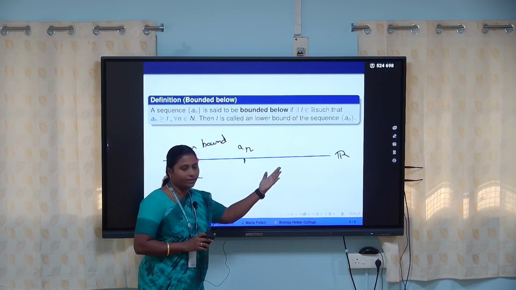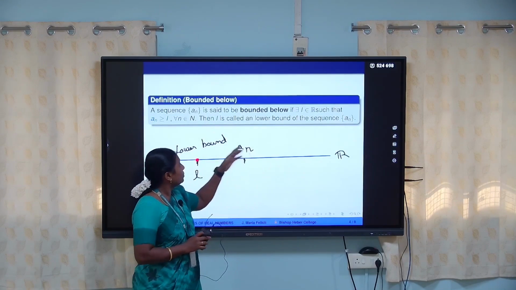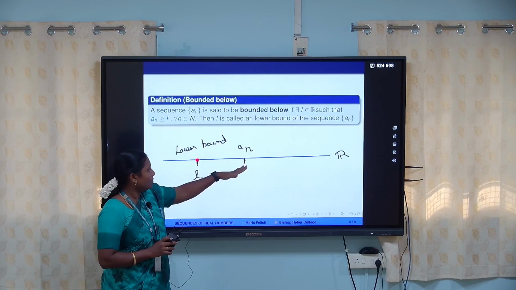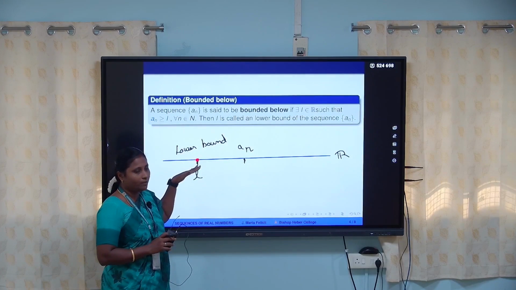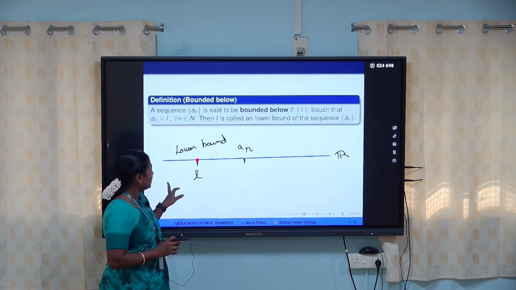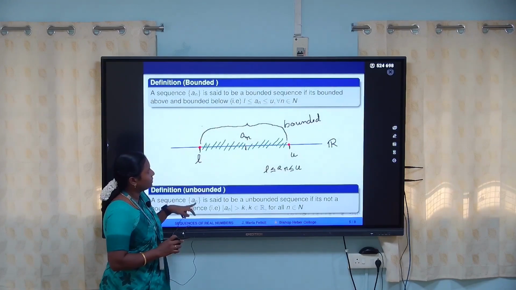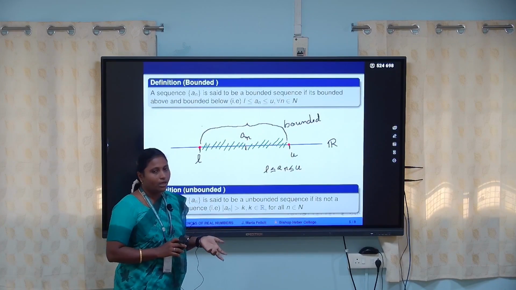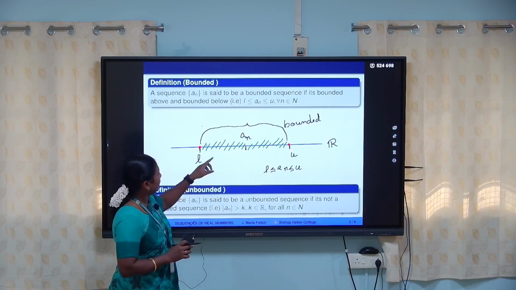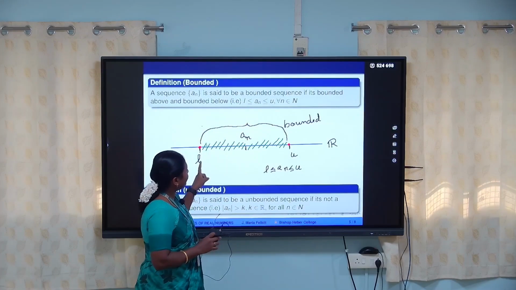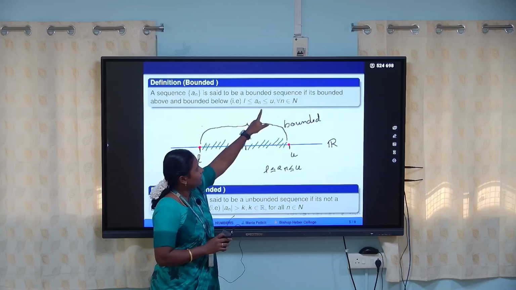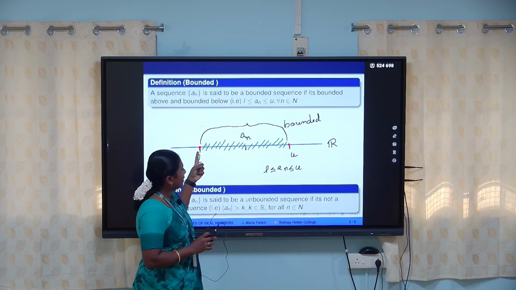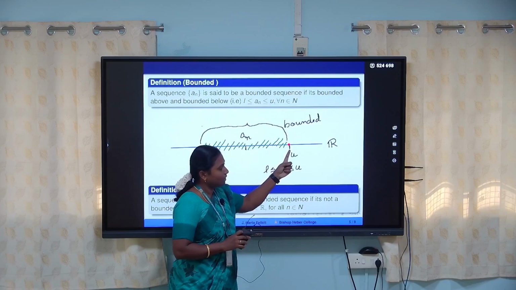If it is greater than, it is said to be an upper bound. So the upper bound is also said to be bounded above, and the lower bound is said to be the bounded below functions. A sequence is said to be a bounded sequence if it is bounded above as well as bounded below. We can denote this notation as L ≤ an ≤ u, where L is the lower bound and u is the upper bound.